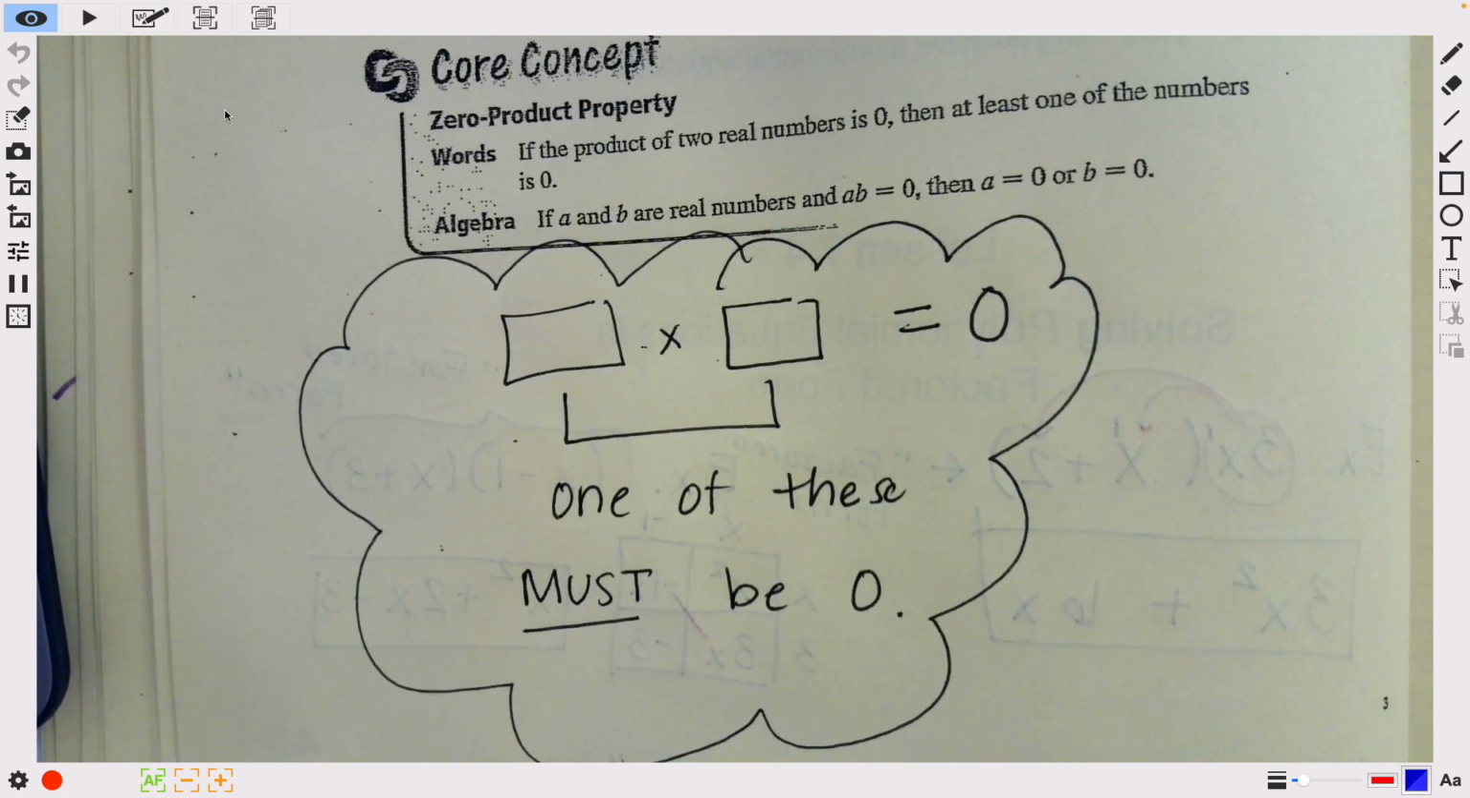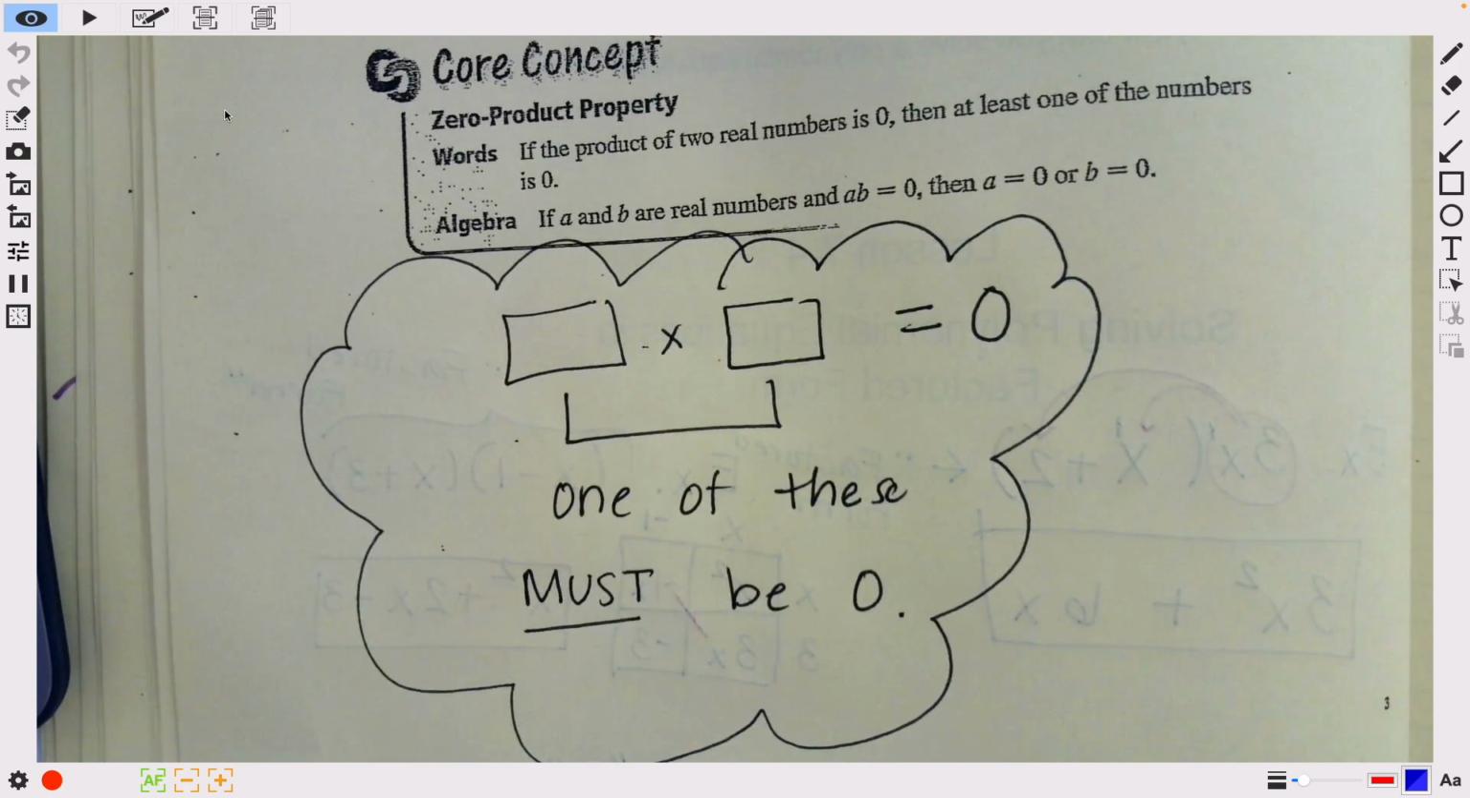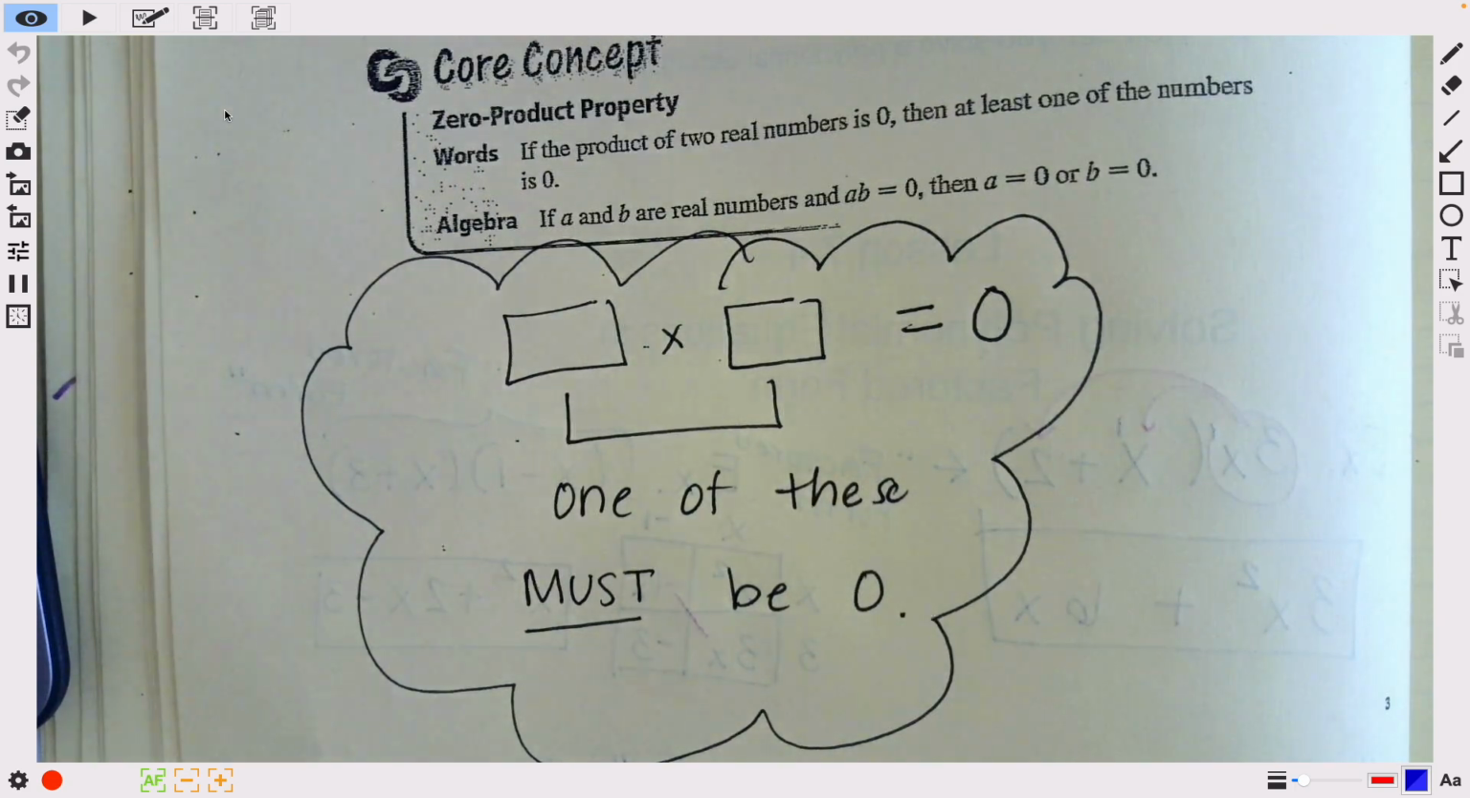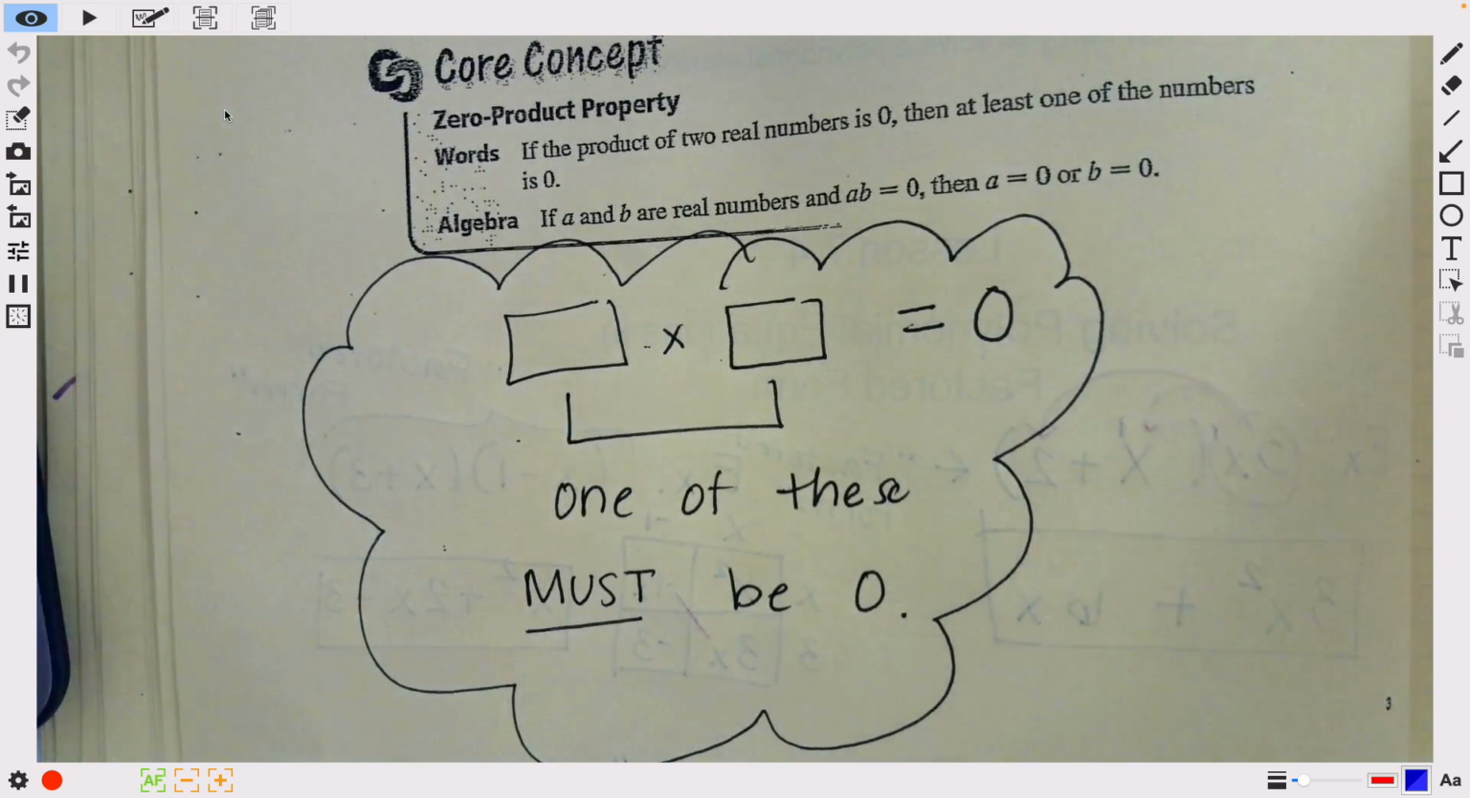So the first thing we're going to do today is we're going to start with something in factored form. So it's already factored for us. Eventually, we have to factor it and solve it, but for today, they give it to us factored. And all we have to do is set each factor equal to 0.